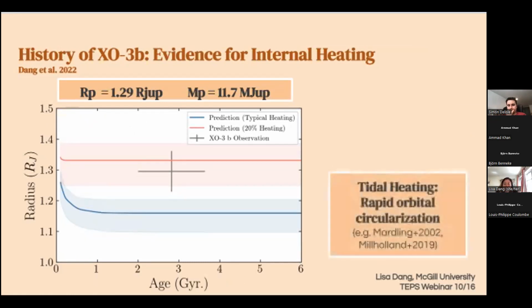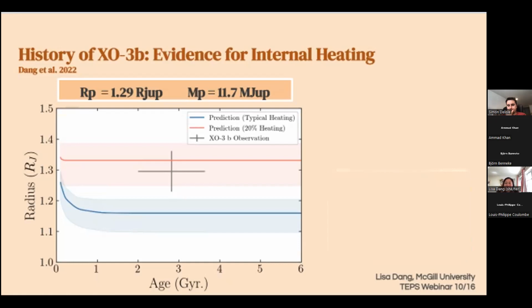And so under normal circumstances, after the first gigayear or so, a 12 Jupiter mass planet is expected to be much smaller than what it is right now, suggesting that maybe EXO-3b's radius is inflated. Interestingly, if you add an additional 20% of the insolation dumped in the interior of the planet, then the radius of EXO-3b becomes reasonable. And 20% is a lot.